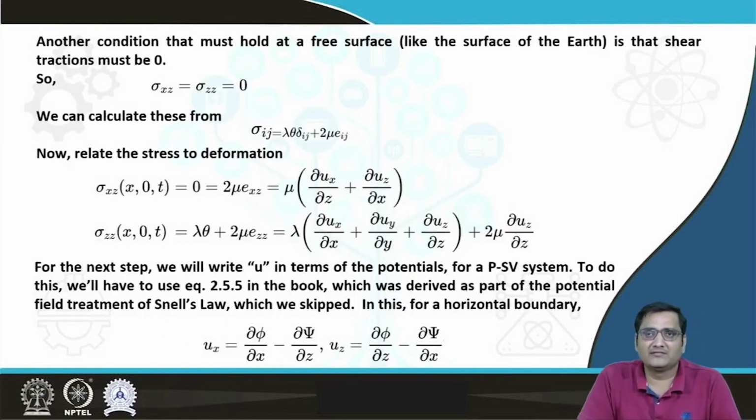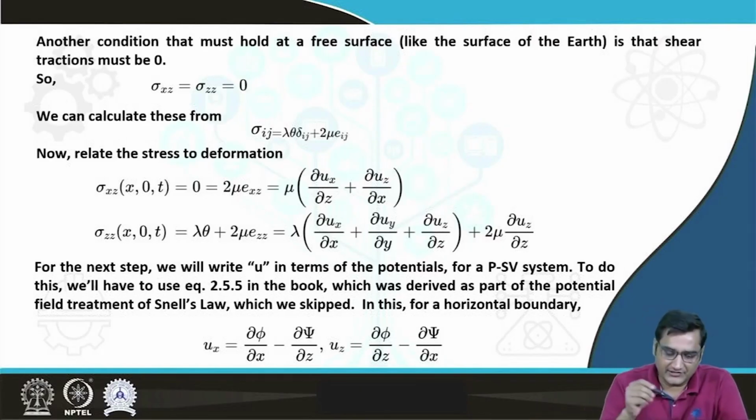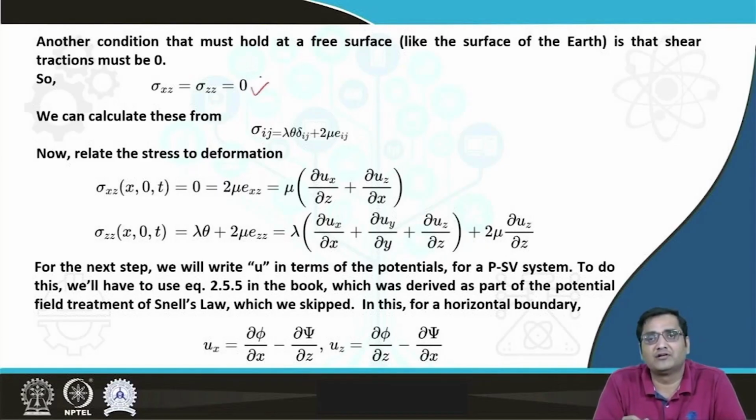Now we know that for the surface wave, the one condition that should hold true at the free surface is that the shear traction must be 0. For the traction to be 0 at the surface, sigma xz should be equal to sigma zz, and that will be equal to 0.